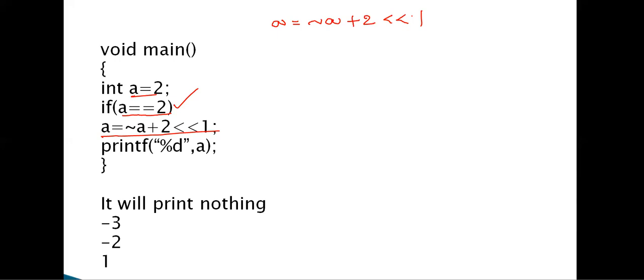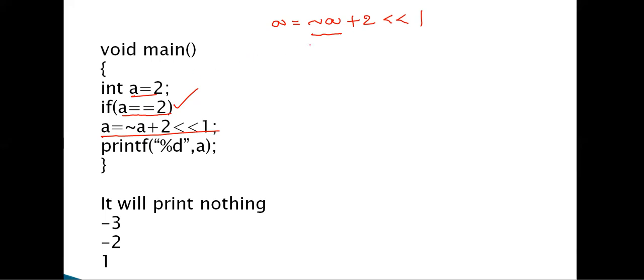Generally, unary operators have the highest precedence. A unary operator means it works on only one operand. So tilde a: first this expression is evaluated. Tilde a means simply complement, that is, ones are converted into zeros, zeros are converted to ones.